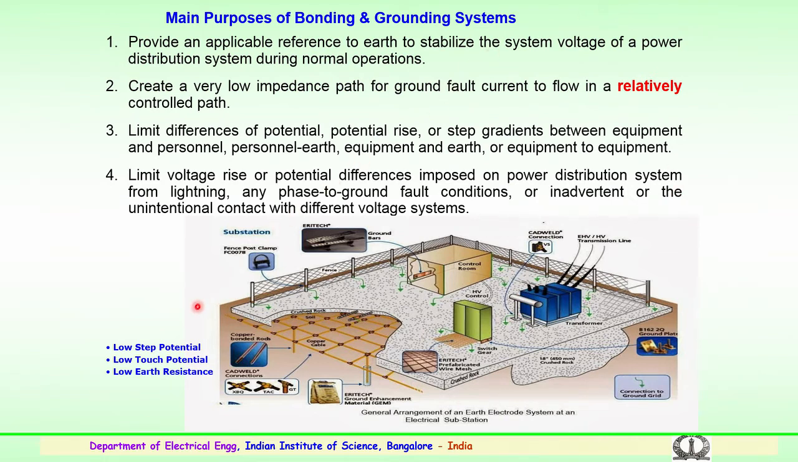So, a low step potential should be maintained, the lowest in fact, the low touch potential and also the low earth resistance has to be maintained in a substation for the proper functioning and seeing that there is no rise in potential which could cause gradients and cause damage to the equipment or the personnel who are working in the substations, for the safety of personnel and the equipments.